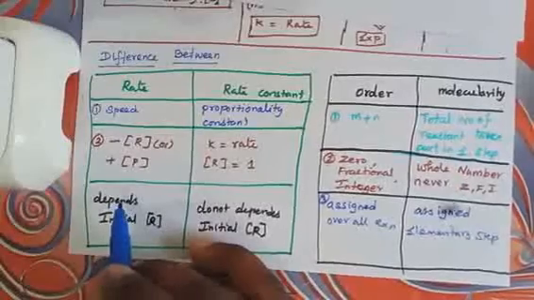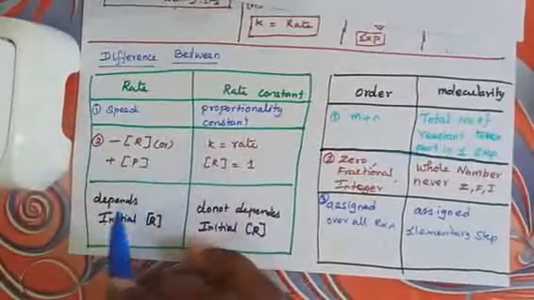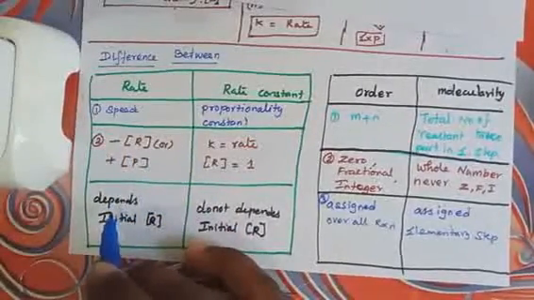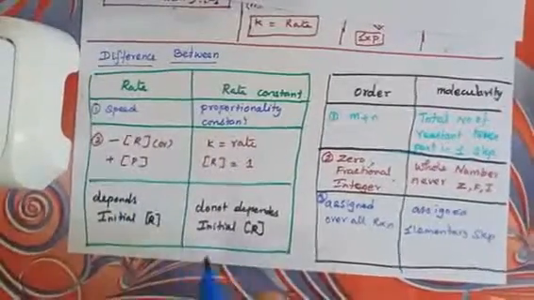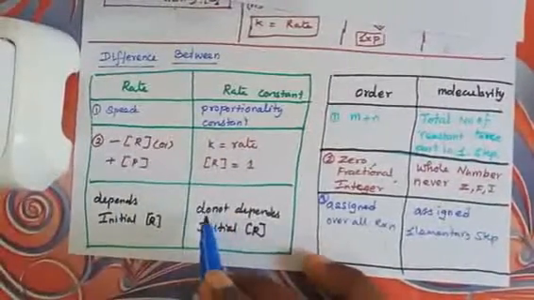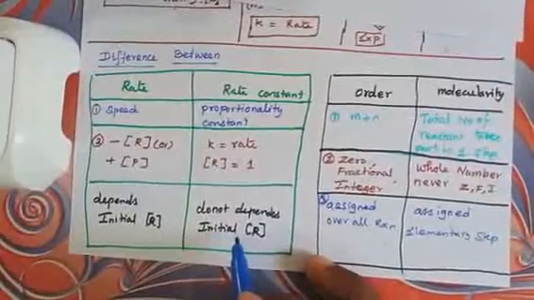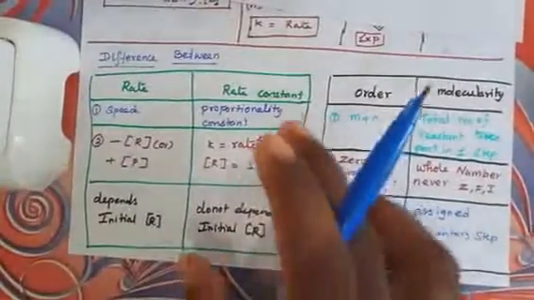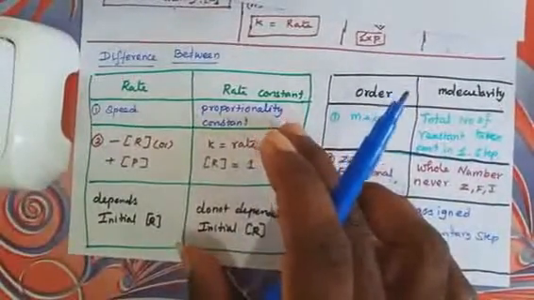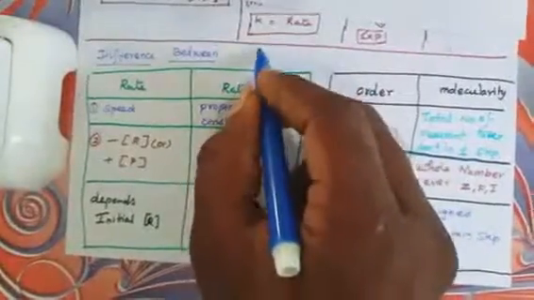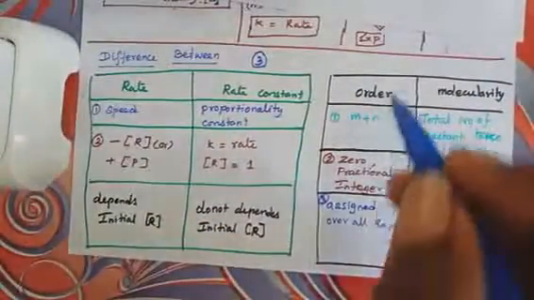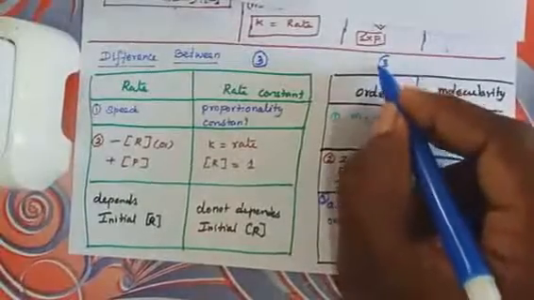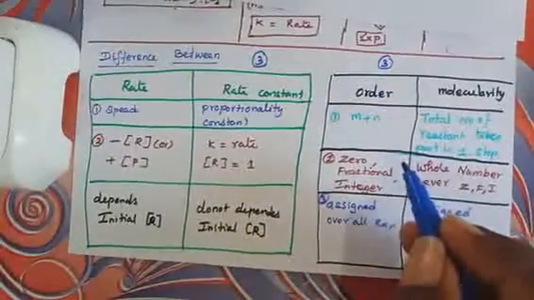Then the third difference between rate and rate constant: rate depends on the initial concentration of the reactants, but the rate constant does not depend on the initial concentration of the reactants. These 3 points are most important. It is asked as a 3 mark question: difference between rate and rate constant. And always one more 3 mark question is the difference between order and molecularity.